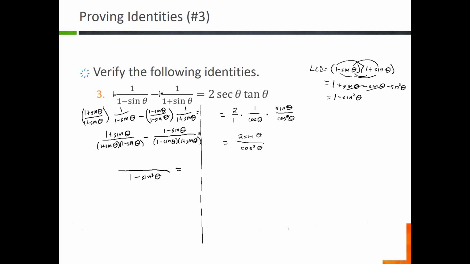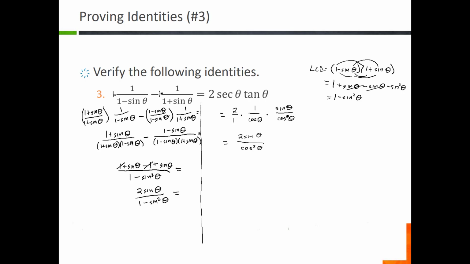So combining our fractions, we have 1 plus sine theta in the numerator minus, remember we have to distribute the minus, so it's minus a 1 and then minus a negative sine theta. Minus a negative makes this plus sine of theta. Then we can combine like terms. The positive 1 cancels with the negative 1. We have a plus sine and another plus sine, so combined we get 2 sine of theta over 1 minus sine squared theta. And some of you may be seeing now what's going to happen.